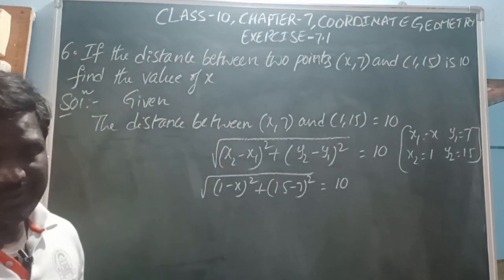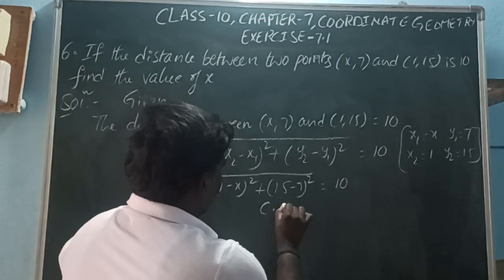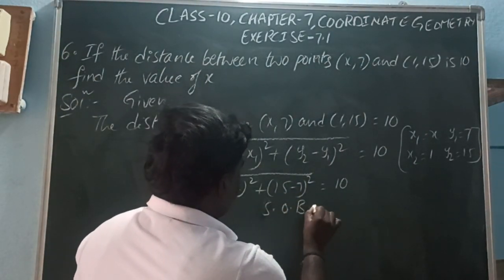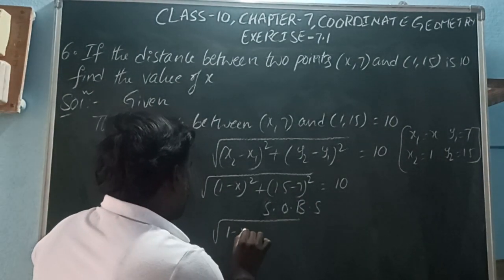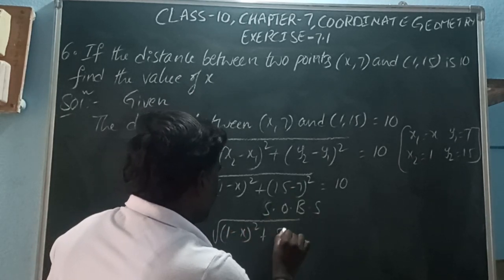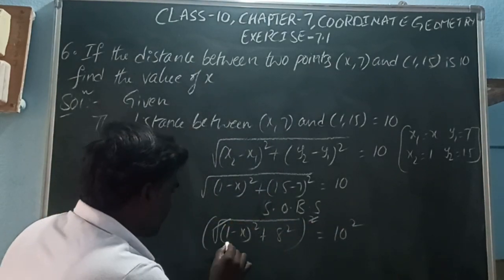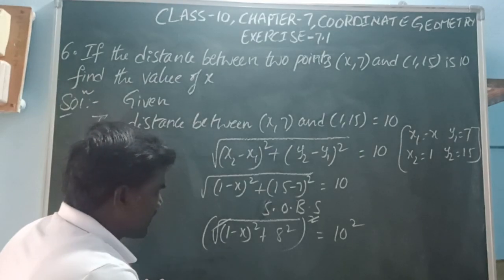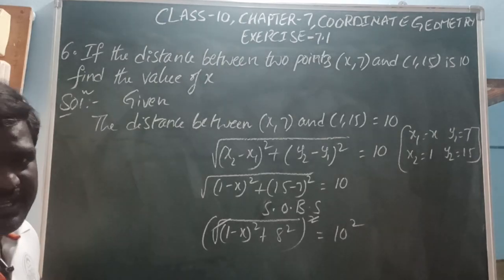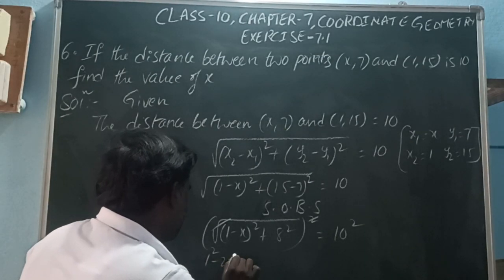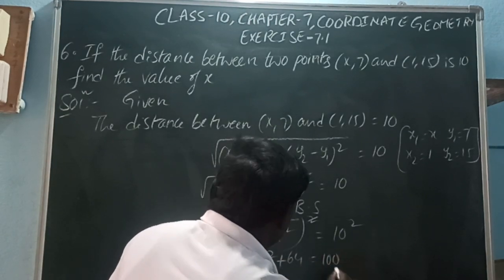So on the left side there is a square root. The square root moves to the right side as a square, or we can take the square on both sides. SOBS means square on both sides. So the square root of 1 minus x whole square plus 15 minus 7, that is 8, is equal to 10 square. The square root cancels. That is 1 minus x whole square plus 8 square. So 1 minus x whole square is in the form of a minus b whole square. You can write it as a square minus 2ab plus b square. So that is 1 square minus 2 into 1 into x plus x square plus 8 square, 64, is equal to 10 square, 100.